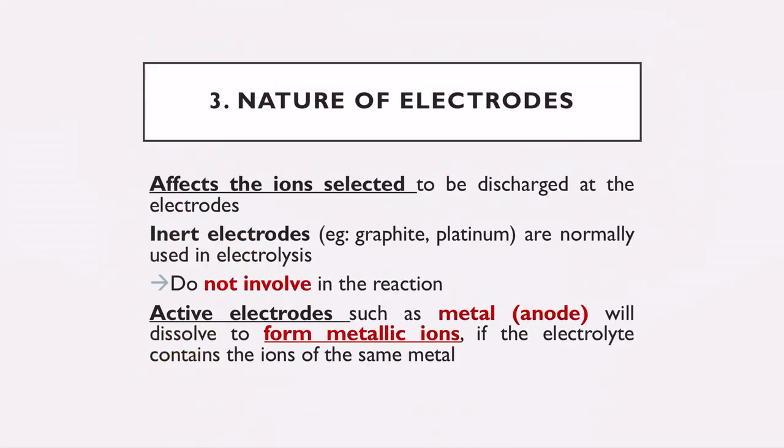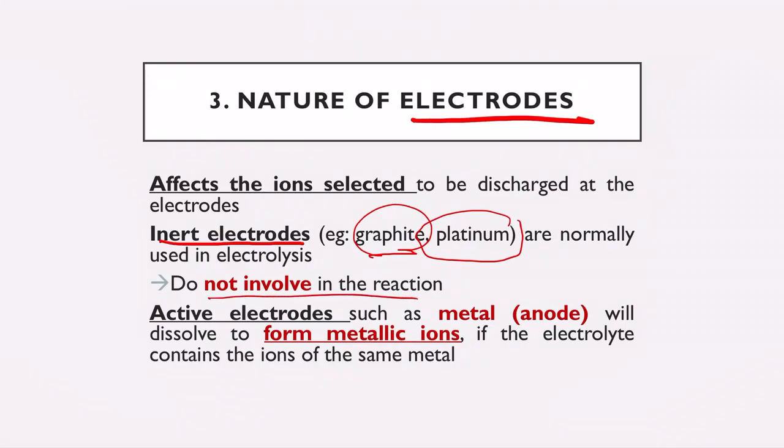Okay, so the third factor that will affect what your product at electrode tu, it will be the nature of your electrodes. So you can have inert electrode, okay, inert electrodes macam graphite or carbon or platinum, so they will not be involved in your reaction. So that means dia tak masuk dalam awak punya redox reaction, okay.